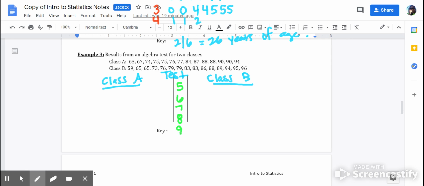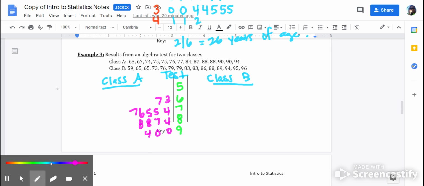So we just start with Class A. On Class A, we have a 63, we have a 67, 74, 75, 75, 76, 77. As far as my 80s, I have 84, 87, 88, 88. And then I go to the 90s. I have 90, 90, 94.